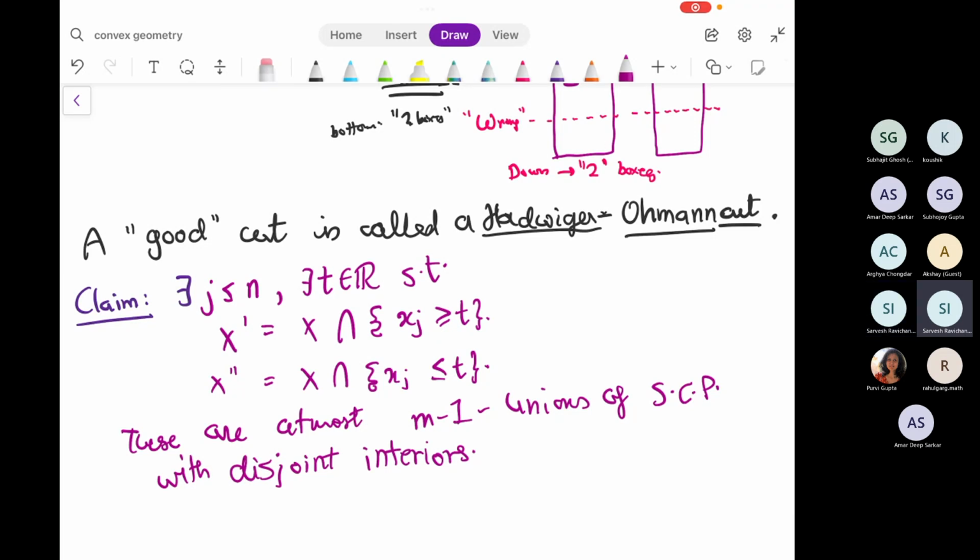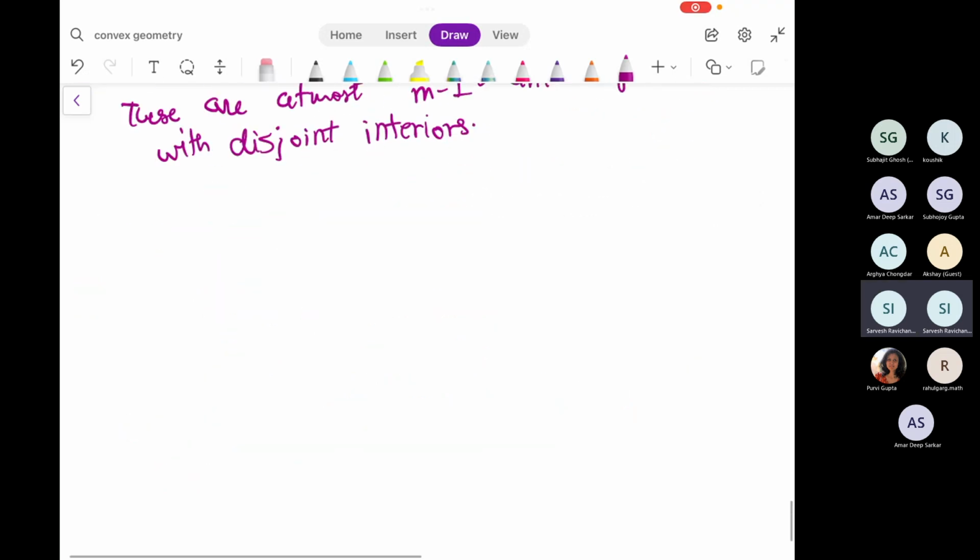Done? Yeah, thank you. So let's prove the existence of a Hadwiger Ohmann cut. How do we prove the existence of a Hadwiger Ohmann cut? Well, the idea is the following. You don't even need to worry about the fact that there are too many boxes. You just take two of the boxes and analyze the relationship between them, and that will actually be enough to produce a Hadwiger Ohmann cut.